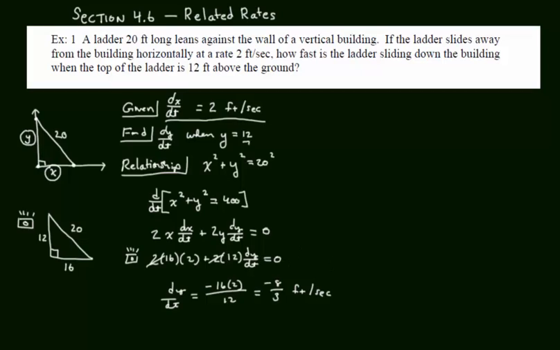Now I want to pause for a minute here as I want to explain this negative sign. A lot of people want to say, oh, it's negative because the ladder's sliding down. That is not the case. That is not the reason it's negative. We call the distance y here, and the distance y is actually getting smaller. It's collapsing as the ladder slides down the building. So because the y distance is decreasing, that's the reason the answer is negative. So we would say the ladder is sliding down the building at a rate of 8/3 feet per second. I prefer the mathematical version with the correct sign.